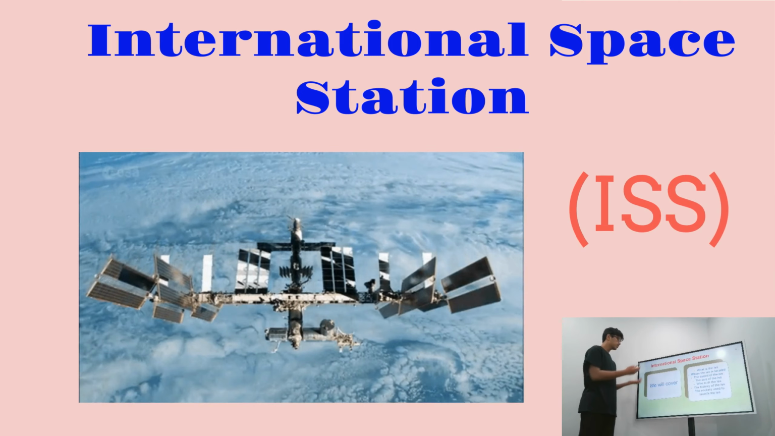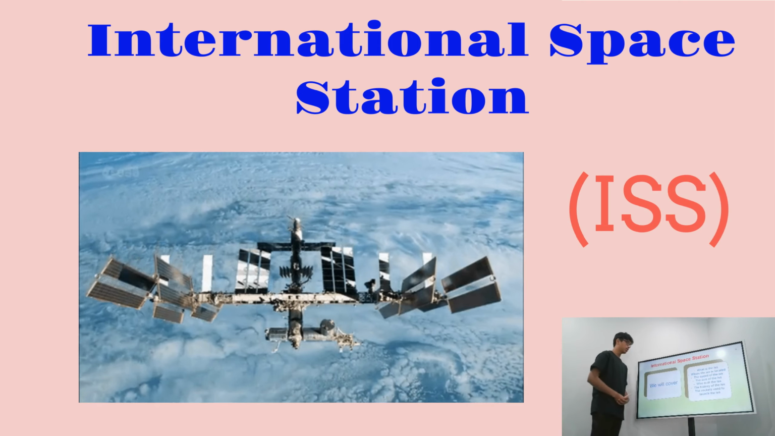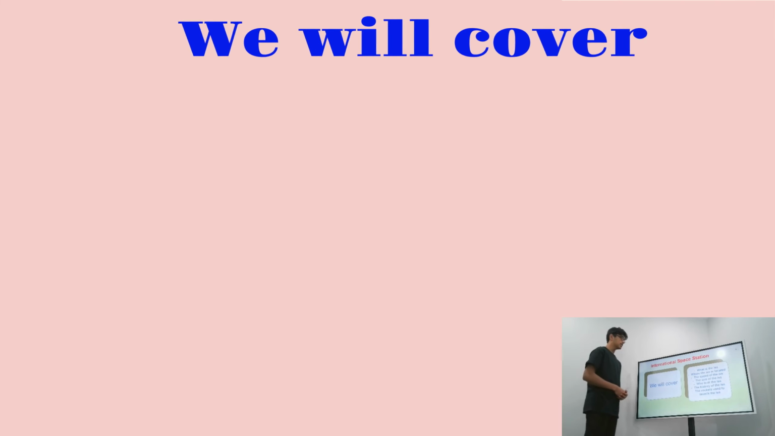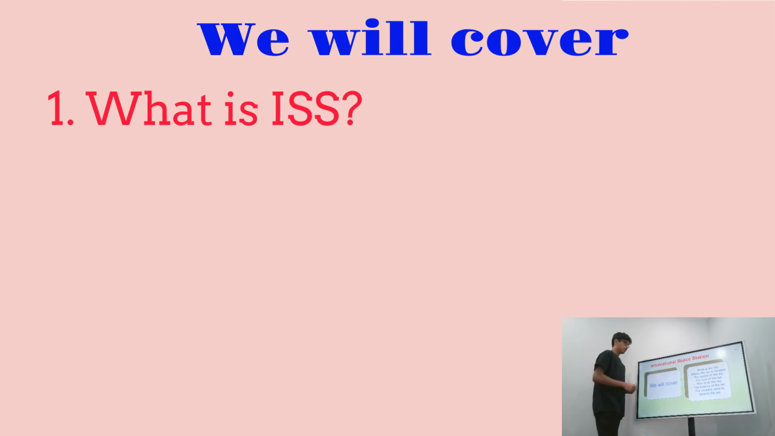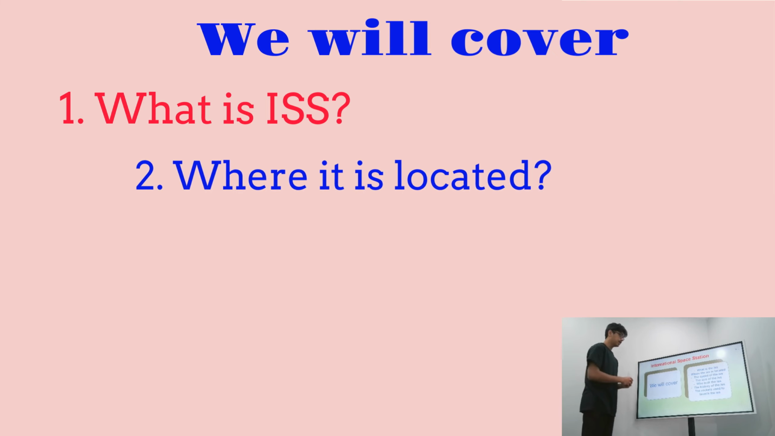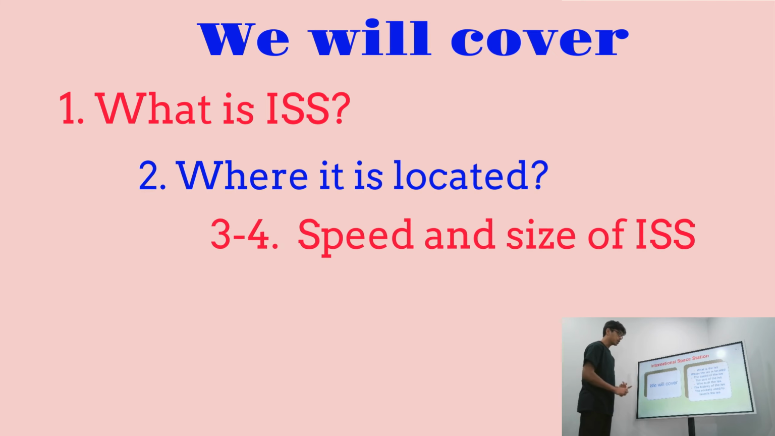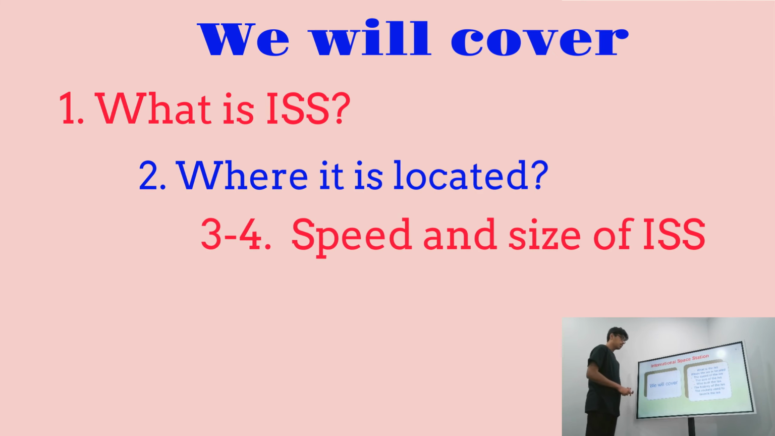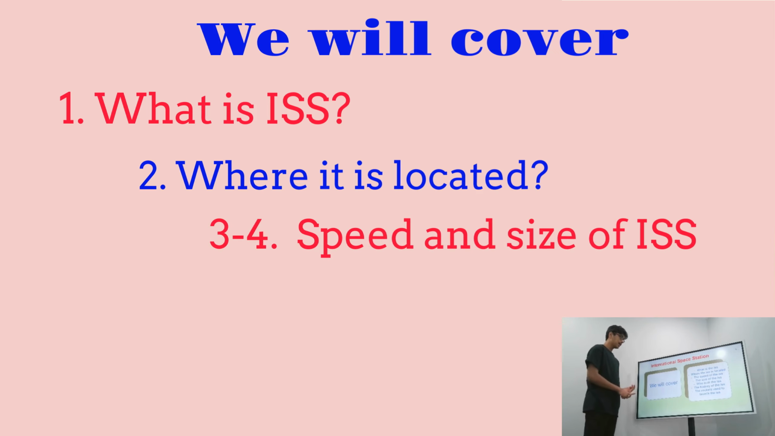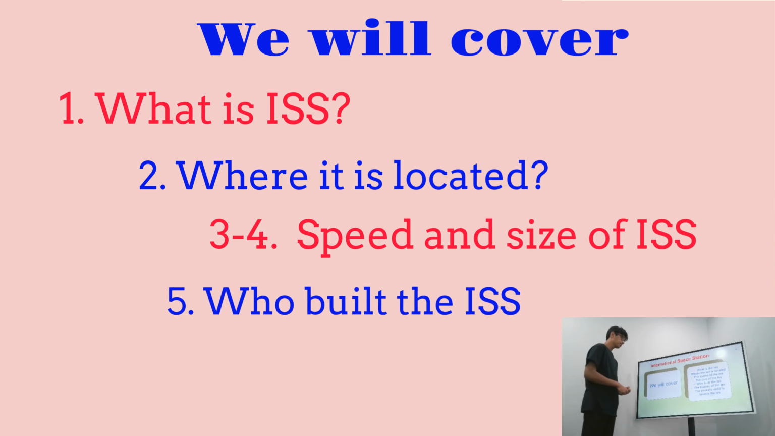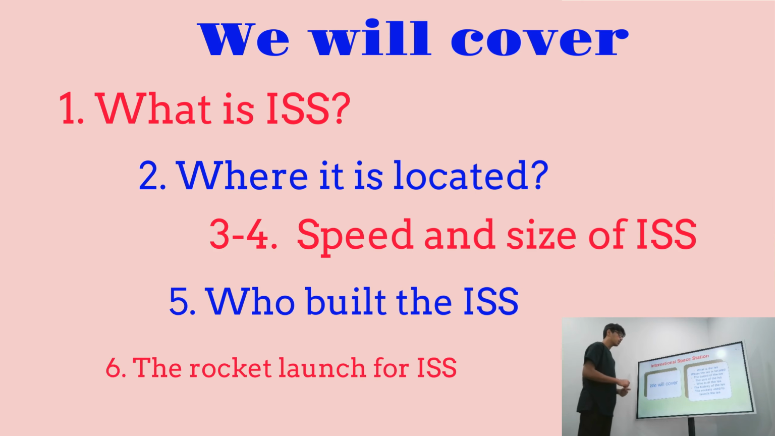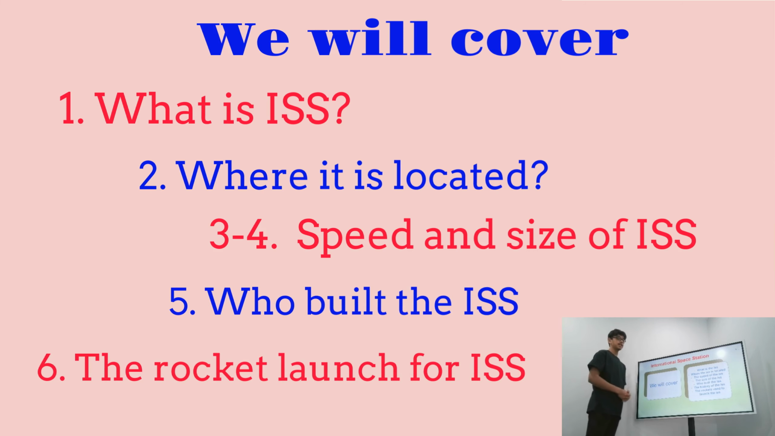So before we start, let's first cover what we're going to be going over in today's video. The topics we're going to be covering are: first, what is the ISS? Second, where is the ISS located? Third, the speed of the ISS. Fourth, the size of the ISS. Fifth, who built the ISS. And finally, sixth, the rockets used to launch the ISS. So these are the topics we're going to be going over throughout the whole video. So let's get started with what the ISS is.